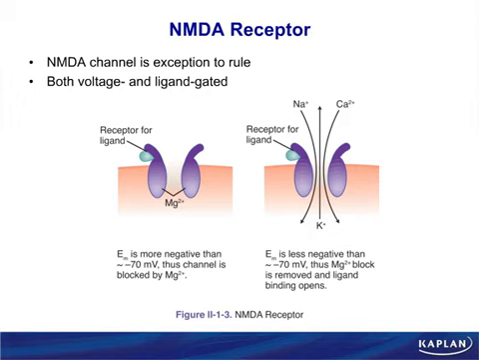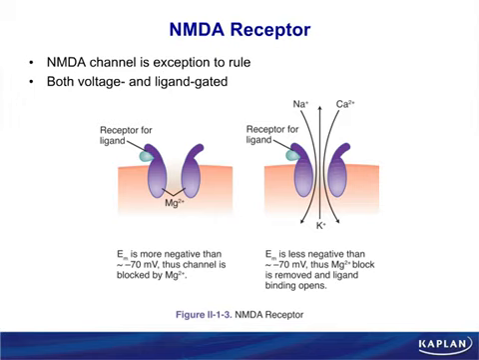Let's say that the cell's at minus 50. The channel won't be open, but we won't have the magnesium block. Now if a ligand comes and binds, boom, it opens the channel up. So it's ligand gated. So it's both ligand and voltage gated. It's an exception to the rule.